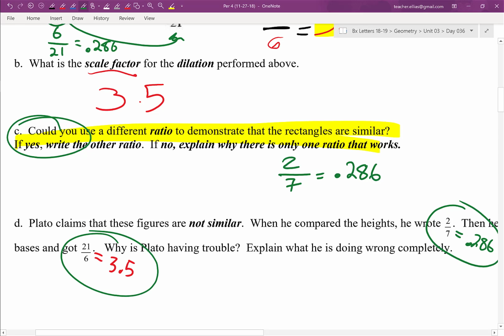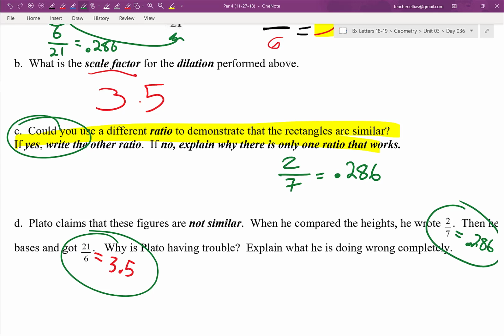So, in that last question, we're not gonna dig into it deep. We're just gonna mention it real quick. Plato is writing these two ratios. What is he doing wrong? Go ahead, Ashley. I don't know how to explain it, but it's like he has to do the reciprocal for the other one.